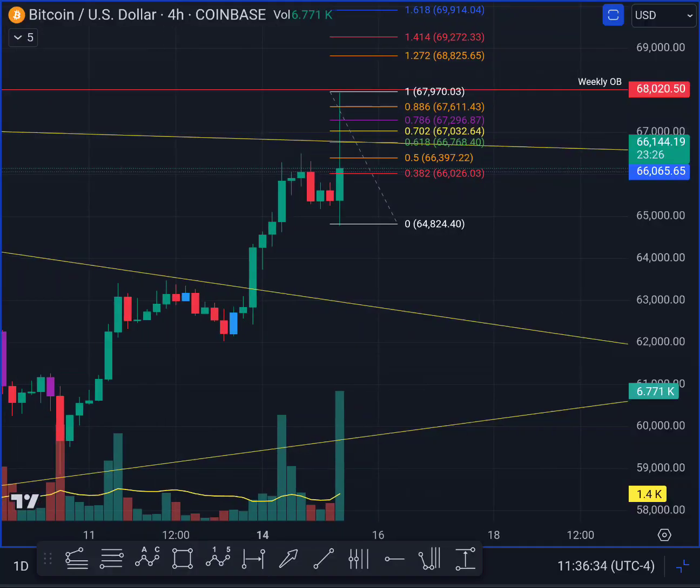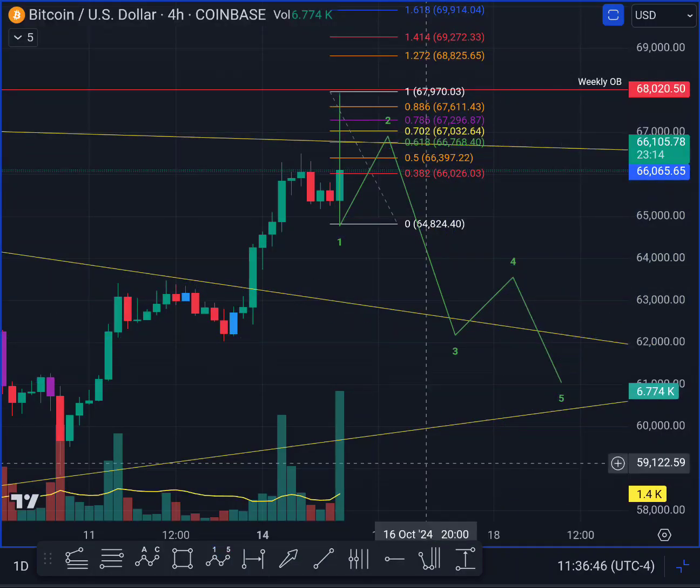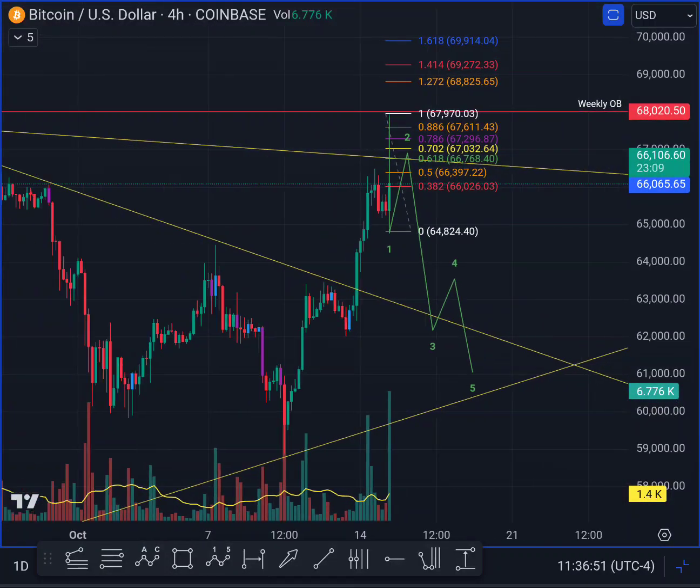And then you have some kind of move down. This could be 1, 2, 3, 4, 5, down to that lower liquidity. Pay attention to that lower liquidity.